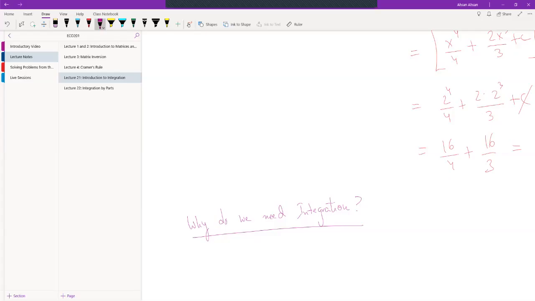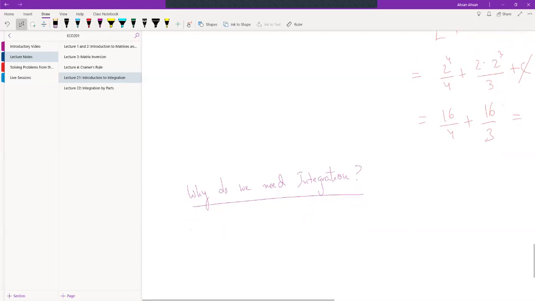Okay, so we have already finished the first two topics, which are definite integral and indefinite integral. Next topic is integration by substitution. But before we move on to that, we're going to have a very brief discussion about why we need integration and what its purpose is.